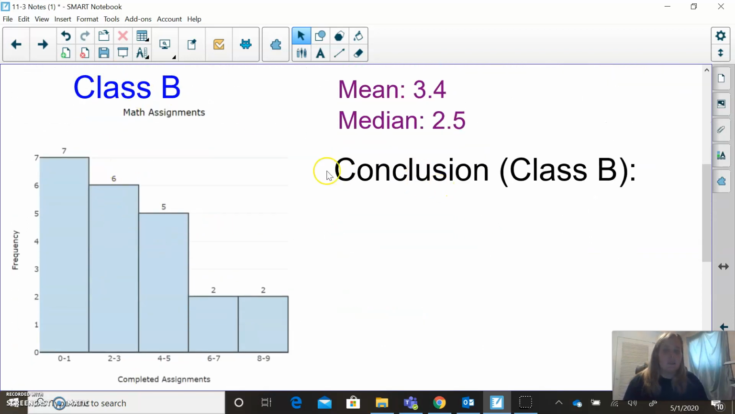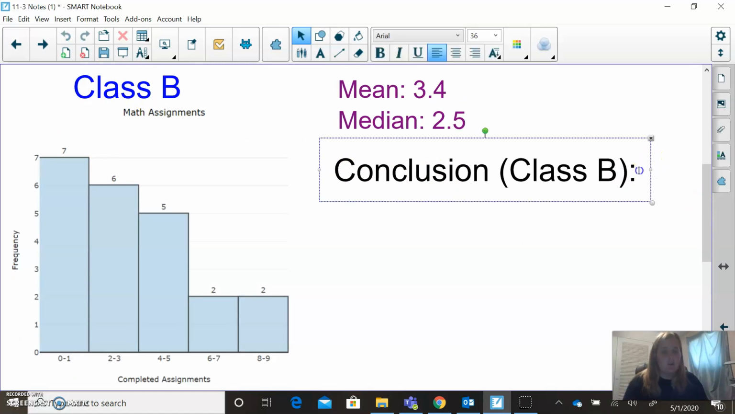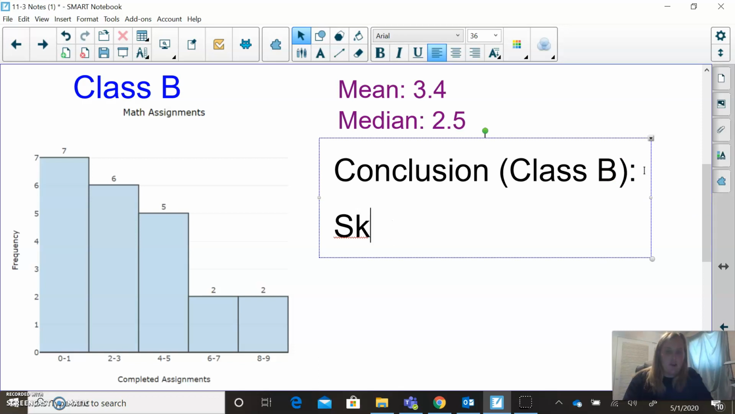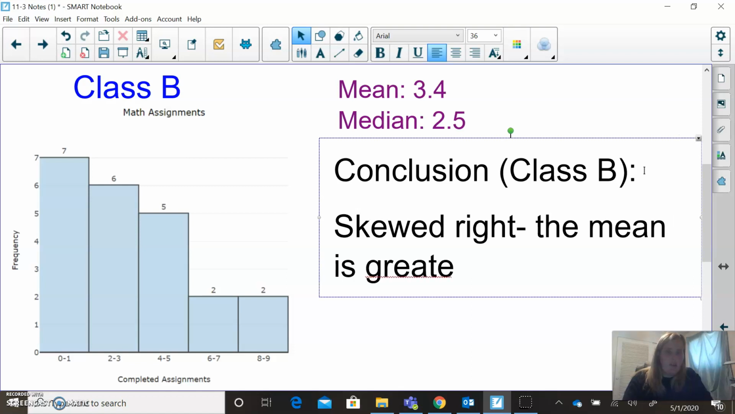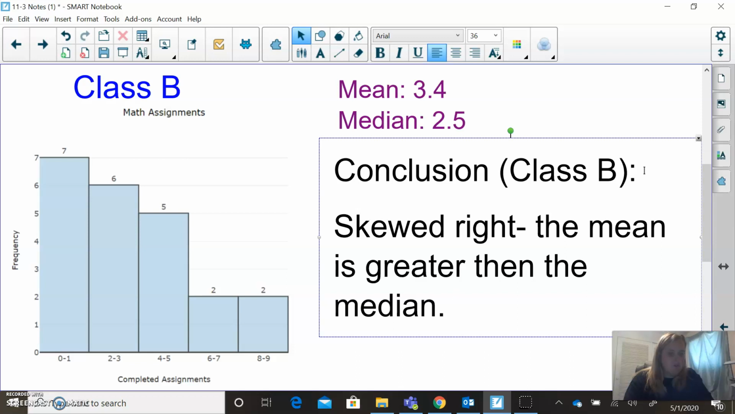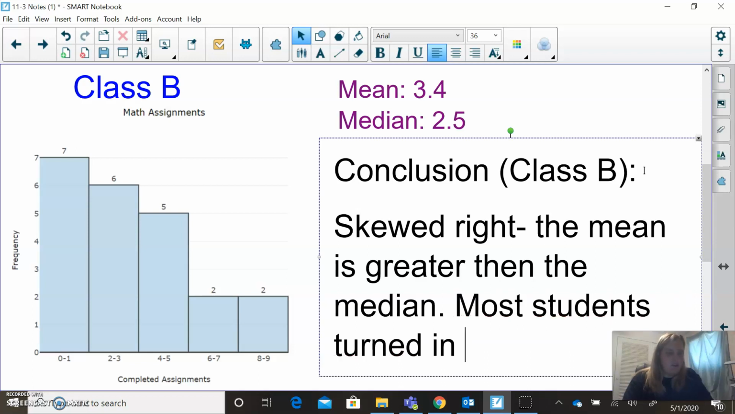So Class B, we already know. We went over this in our last slide. So this is skewed right. The mean is greater than the median. That also means that most students turned in less than 4 assignments.